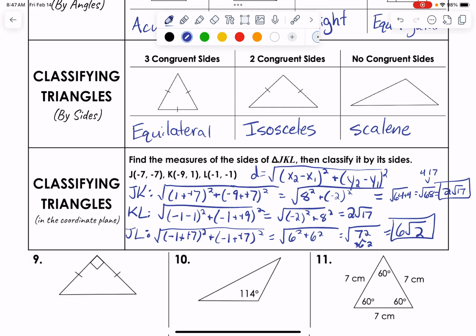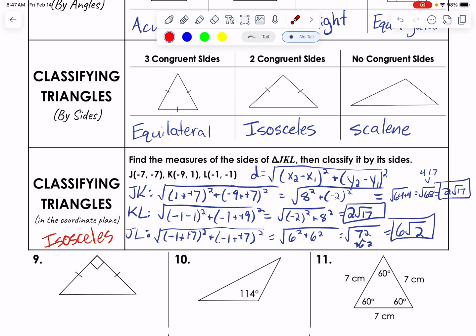So, since we've got 2 sides that are the same length and one side that's a different length, that reminds us of our isosceles triangle from the beginning here. So that triangle is isosceles.